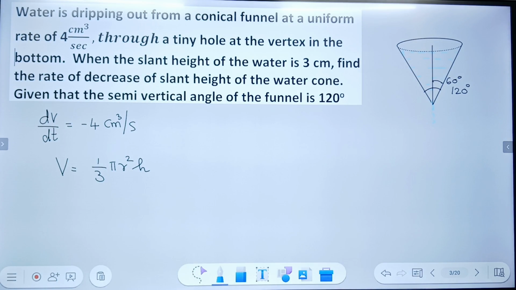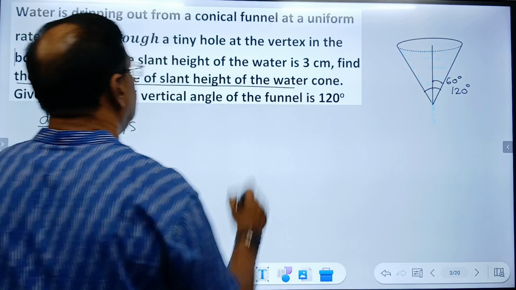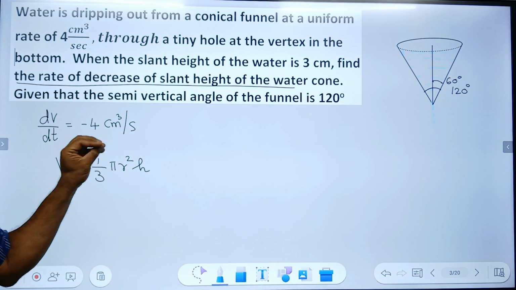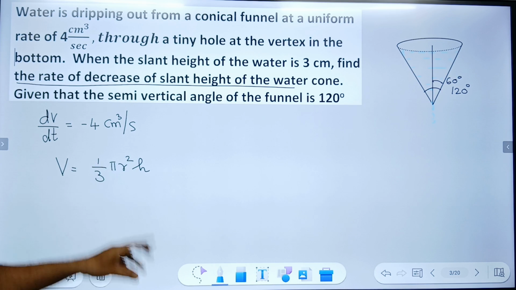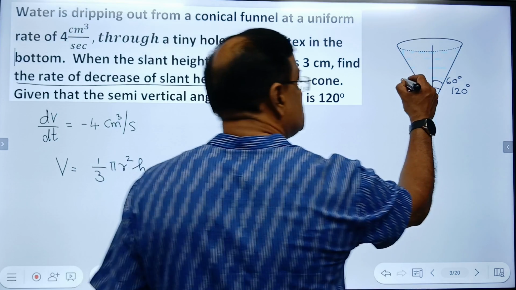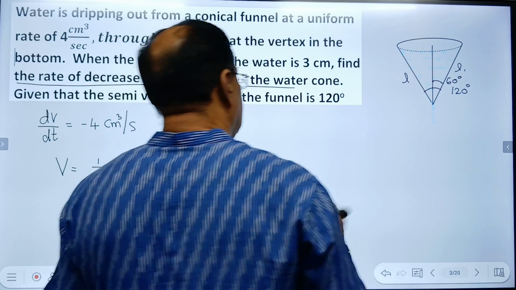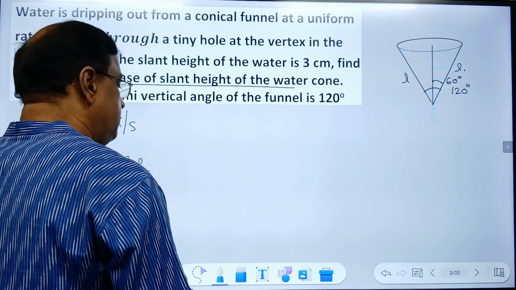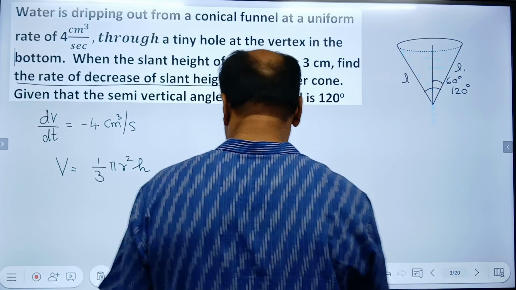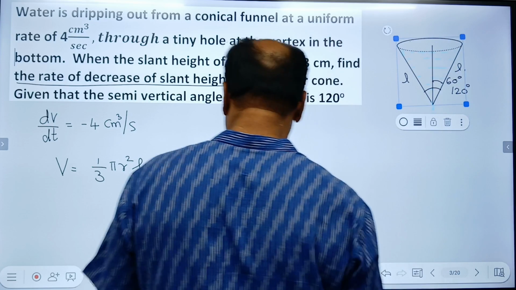Now the question is, he wants you to find the rate of decrease of slant height. He is not at all interested in radius. He is not interested in height. He wants to know at what rate the slant height is changing. Now let us assume that at a given time, let me take this and copy it.